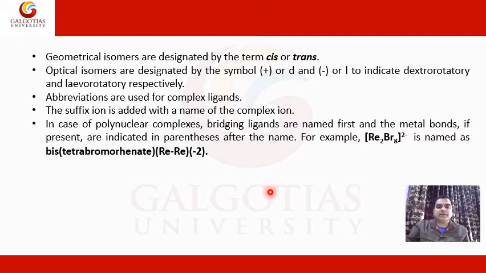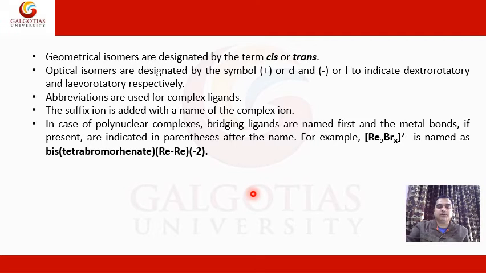In case of geometrical isomers, they should be designated by the term cis or trans, while optical isomers should be represented by the symbol plus or small d and minus or small l to indicate the dextro and levo rotatory forms of compounds. And abbreviations can be utilized for giving the names of complex ligands. The suffix "-ine" is added with the name of the complex ion.